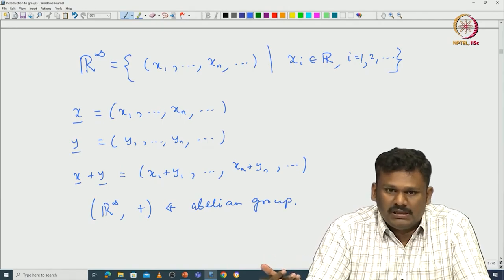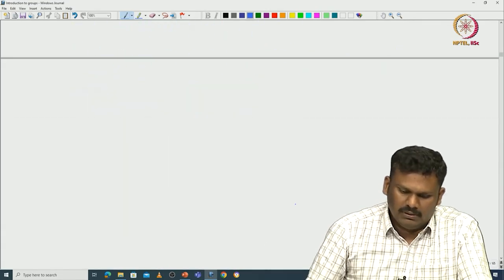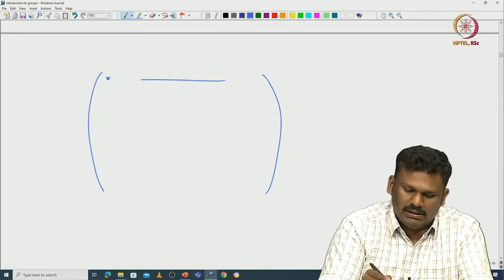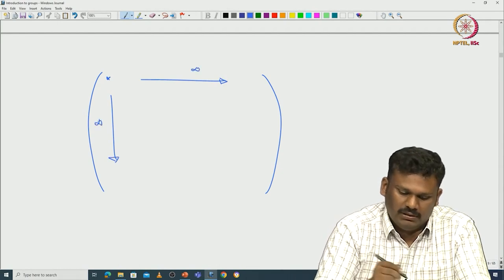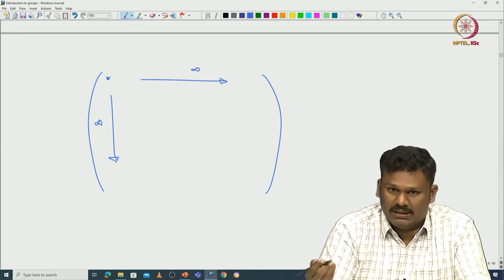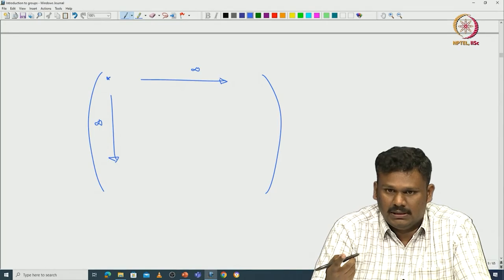For example, very similar to this, you can also talk about matrices having infinite rows and infinite columns. The number of columns is infinite, and the number of rows is also infinite. We can define them indexed on n cross n. That is possible. Now the way we define addition on finite matrices will go through here as well. That will again make that set into a group with respect to the addition that we have defined.